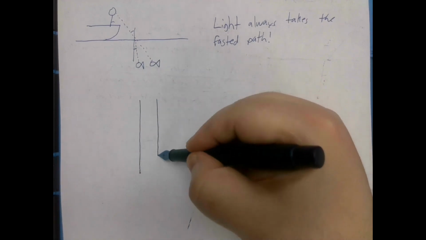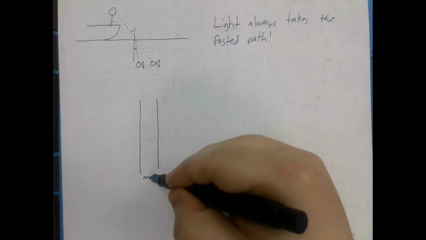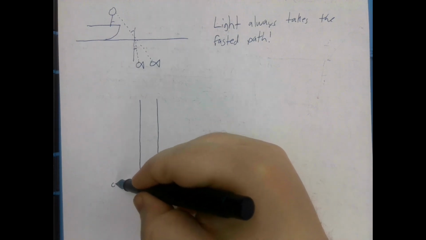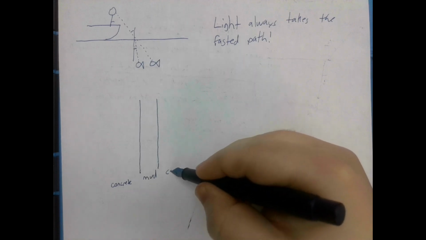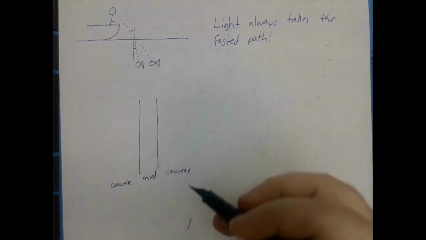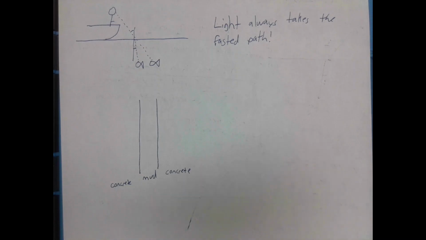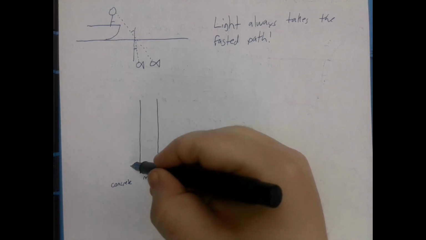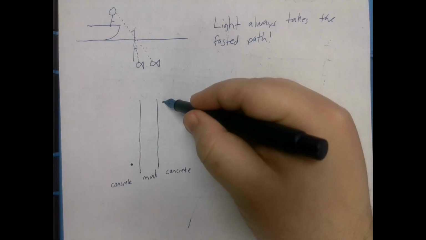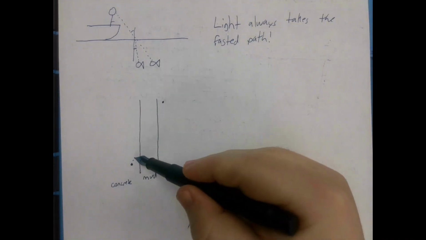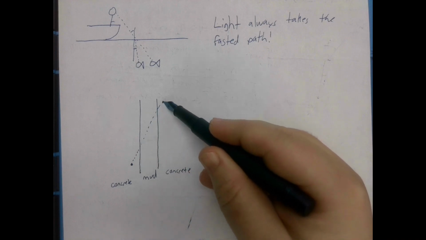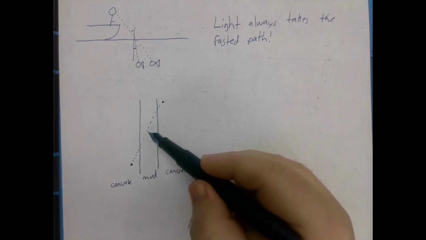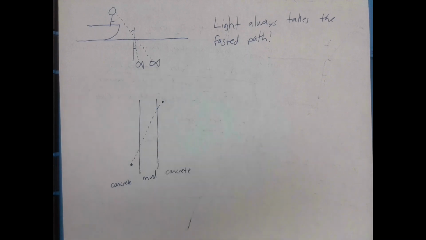Let's say that we have a lot of mud right here, and then we have concrete here and concrete here. Obviously, you're sprinting, and let's say this is very deep mud. Obviously, it'll be really slow for you to run through mud, right? So let's say that you are here, and you want to get here. If we were to draw a straight line, two thirds of the time you're in mud running very slow. What could you do differently to speed up your entire journey?